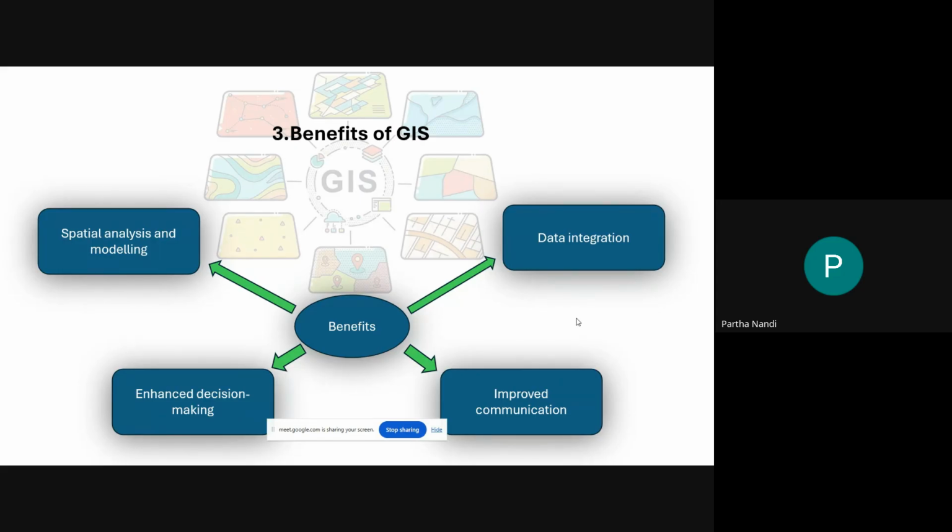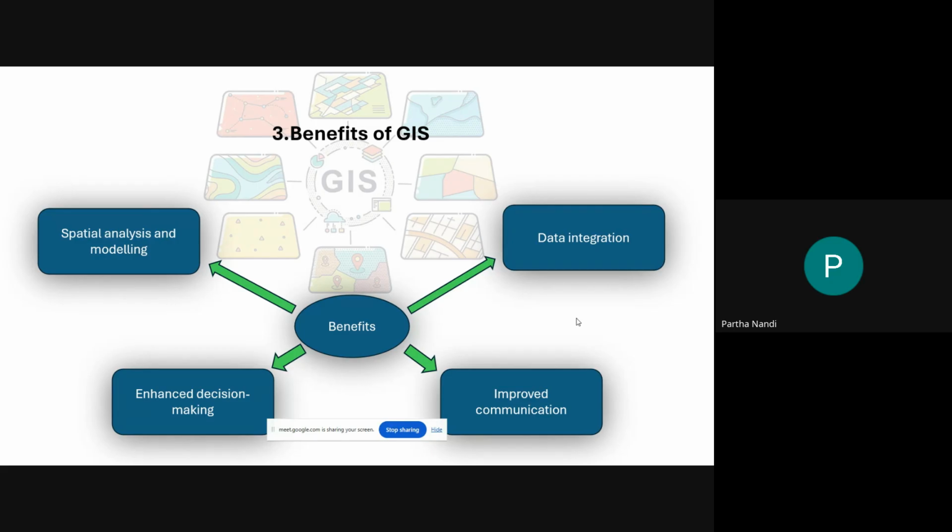So it is analyzed by four components, like spatial analysis and modeling. GIS allows for complex spatial analysis, enabling users to identify patterns, relationships, and trends that would be impossible to see in raw data alone. If you want to see something specific, we have to combine multiple data sets and find some result from them. We have to collect the database, integrate it, process it, and we can get some result from there.